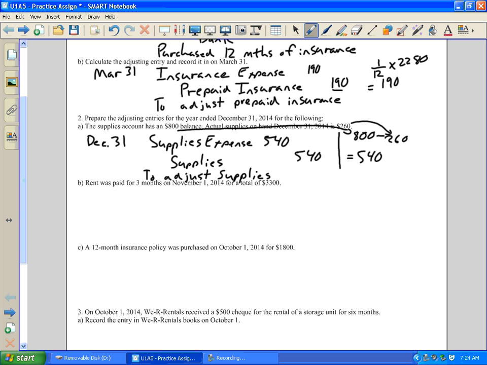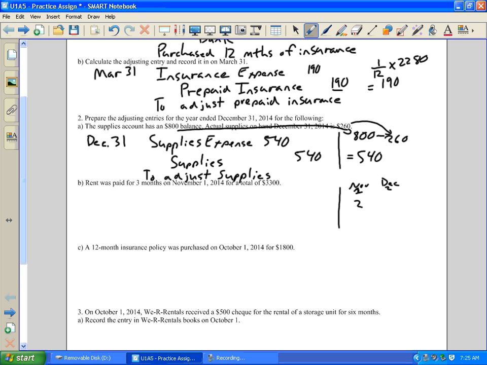On to part B. Rent was paid for 3 months on November the 1st, 2014 for a total of $3,300. So there was a previous transaction which we're not going to worry about. We're just worrying about the transaction at the adjusting entry. To do this one, what you have to realize is that the year end is December 31st. So we used all of November and all of December. 2 months that we've gone through.